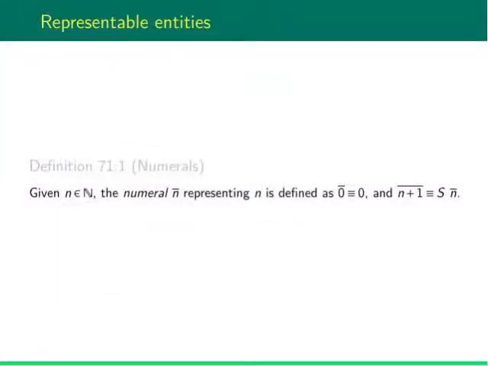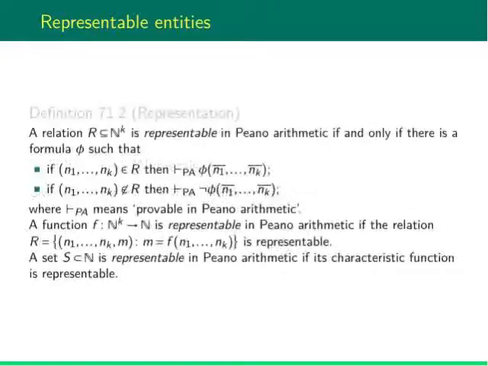A numeral is the way to represent a natural number in the formal syntax of Peano arithmetic. A relation is representable when there exists a formula which is provable on every instance corresponding to a tuple in the relation, and its negation is provable otherwise.